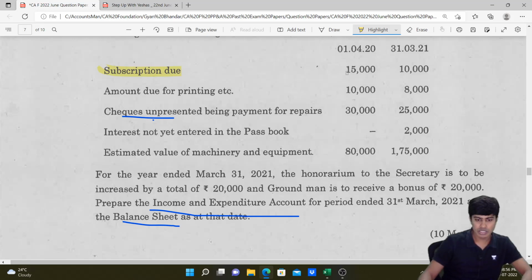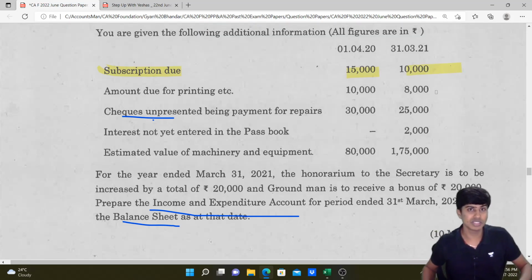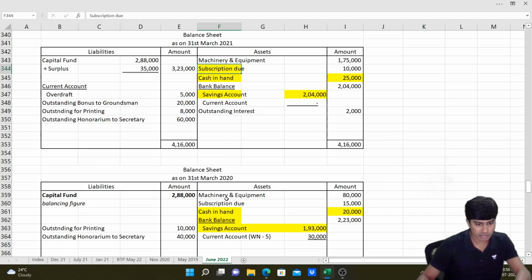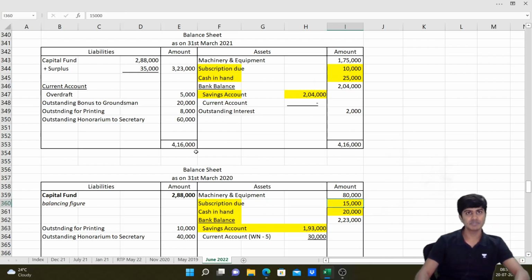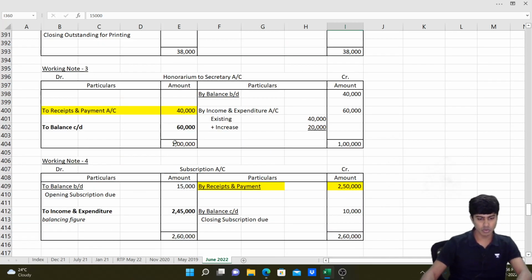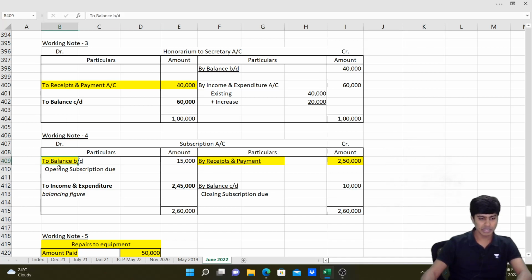Subscription due is 15 and 10. 15 is the opening, 10 is the closing. So this is our asset, receivable. So outstanding subscription due, opening, closing, 15, 10. It also goes into our subscription account. If we go to my subscription account, on the debit I'll write opening subscription 15,000, closing subscription 10,000.